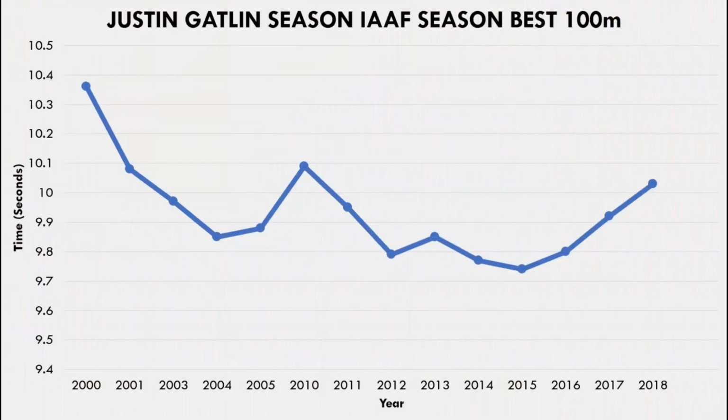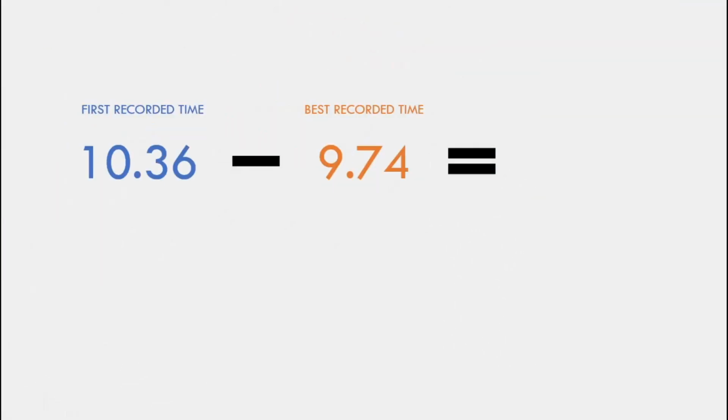As an 18-year-old in 2001, he ran 10.36 seconds as his season best in the 100-meter sprint. 15 years later, he ran his personal best time of 9.74 seconds in the same event at 33 years old in 2015. It took 15 years of training for Justin Gatlin to improve his 100-meter sprint time by 0.62 seconds, or 6%.